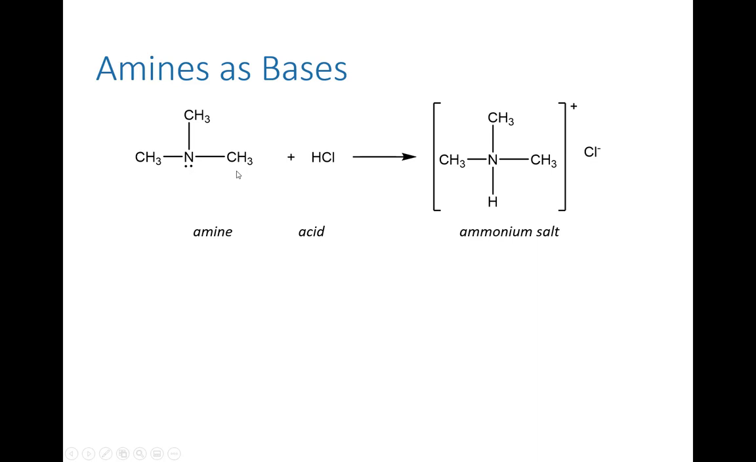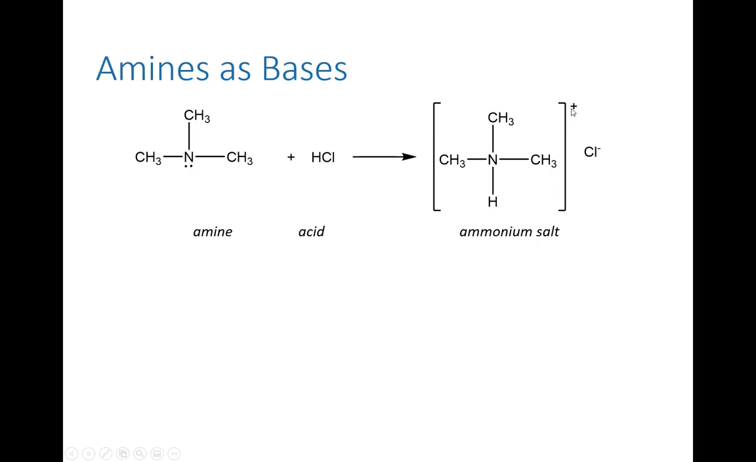Here's another example of a reaction to form an ammonium salt. We have here a tertiary amine. This is trimethylamine, again with hydrochloric acid. So the lone pairs are going to take that hydrogen away, and essentially those lone pairs are now making this new bond with hydrogen. So we call this whole thing here an ammonium salt.